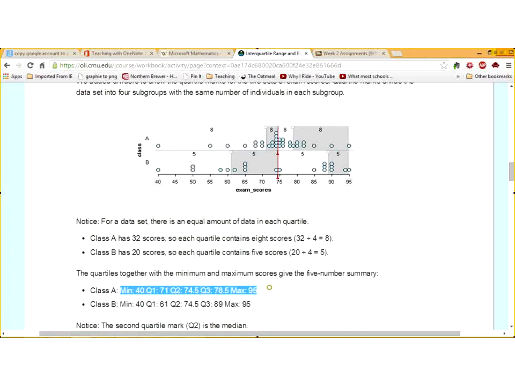And again, it's the lowest value, and then the number above the bottom 25%, the number smack in the middle, which is also the median. Q2 is the median. Then the number that cuts off the lower 75% and the upper 25%, and then the maximum. So looking at Class A, maybe it's easier to see without the blue on it. We can say 25% of the class scored between 40 and 71, 25% between 71 and 74.5, 25% between 74.5 and 78.5, and 25% between 78.5 and 95.